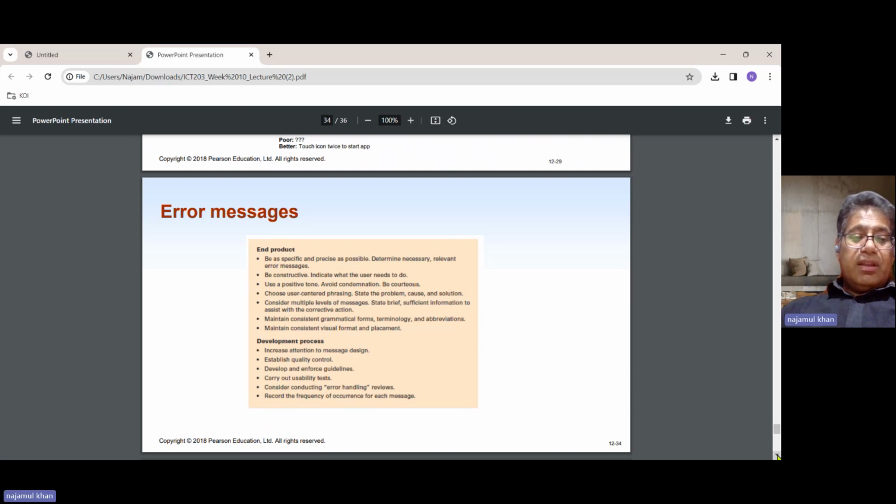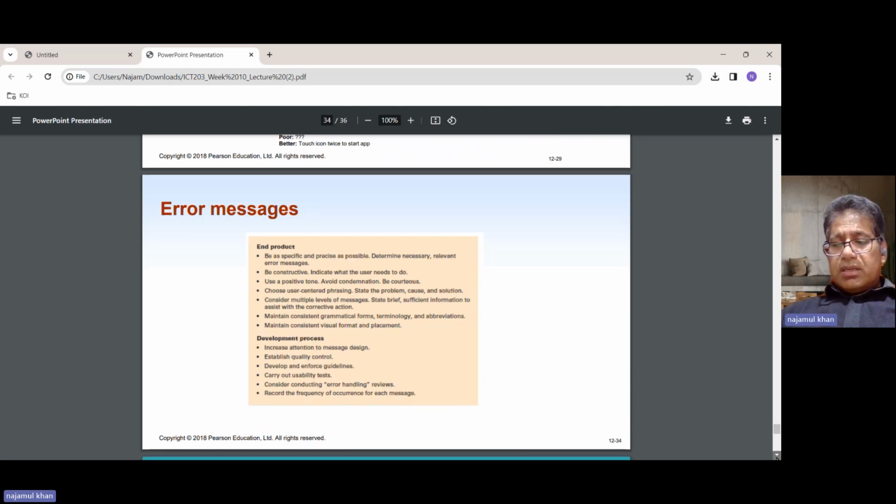Designers need to pay attention here as well. Increase attention to message design, develop and enforce guidelines. These things are important as well. So consider conducting error handling reviews, you can do that. All right, guys, this is nice.